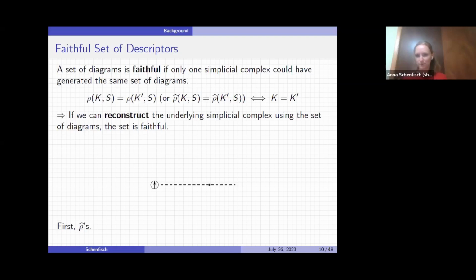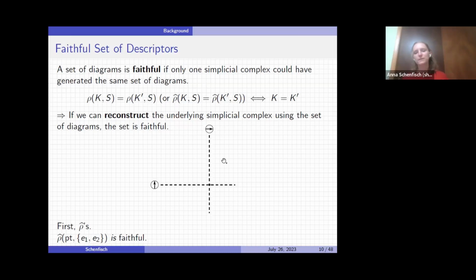Because we have this one-to-one relationship between vertices and points in the diagram. Okay, so I know there's one vertex. I know its y coordinate. I don't know its x coordinate yet. So this is an example of a not faithful set, right? Any point along this dotted line would give me the same persistence diagram.